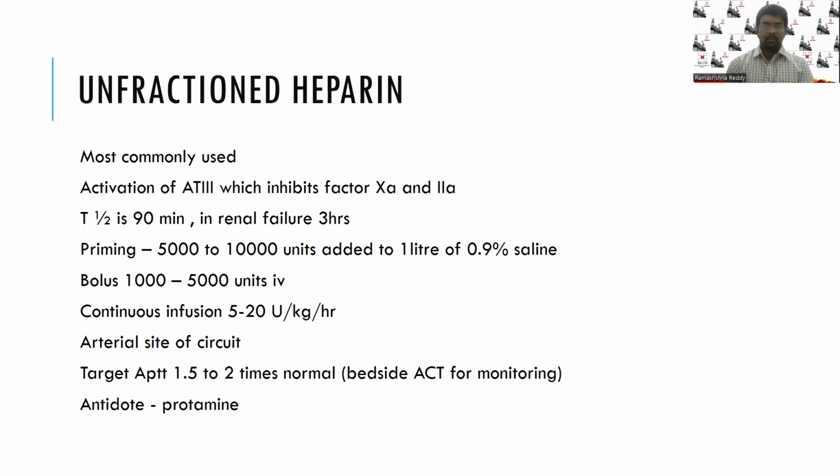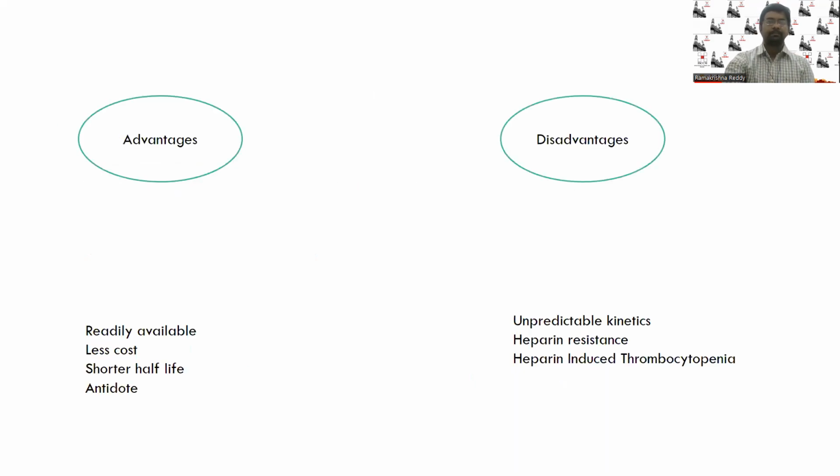And while giving heparin, you need to monitor coagulation because you need to adjust the dose based on that. For that, you need to monitor APTT, and the target should be 1.5 to 2 times normal. This APTT requires lab help. The other thing you can do to monitor coagulation is bedside ACT monitoring for heparin action. And as I said, heparin has an antidote, which is protamine.